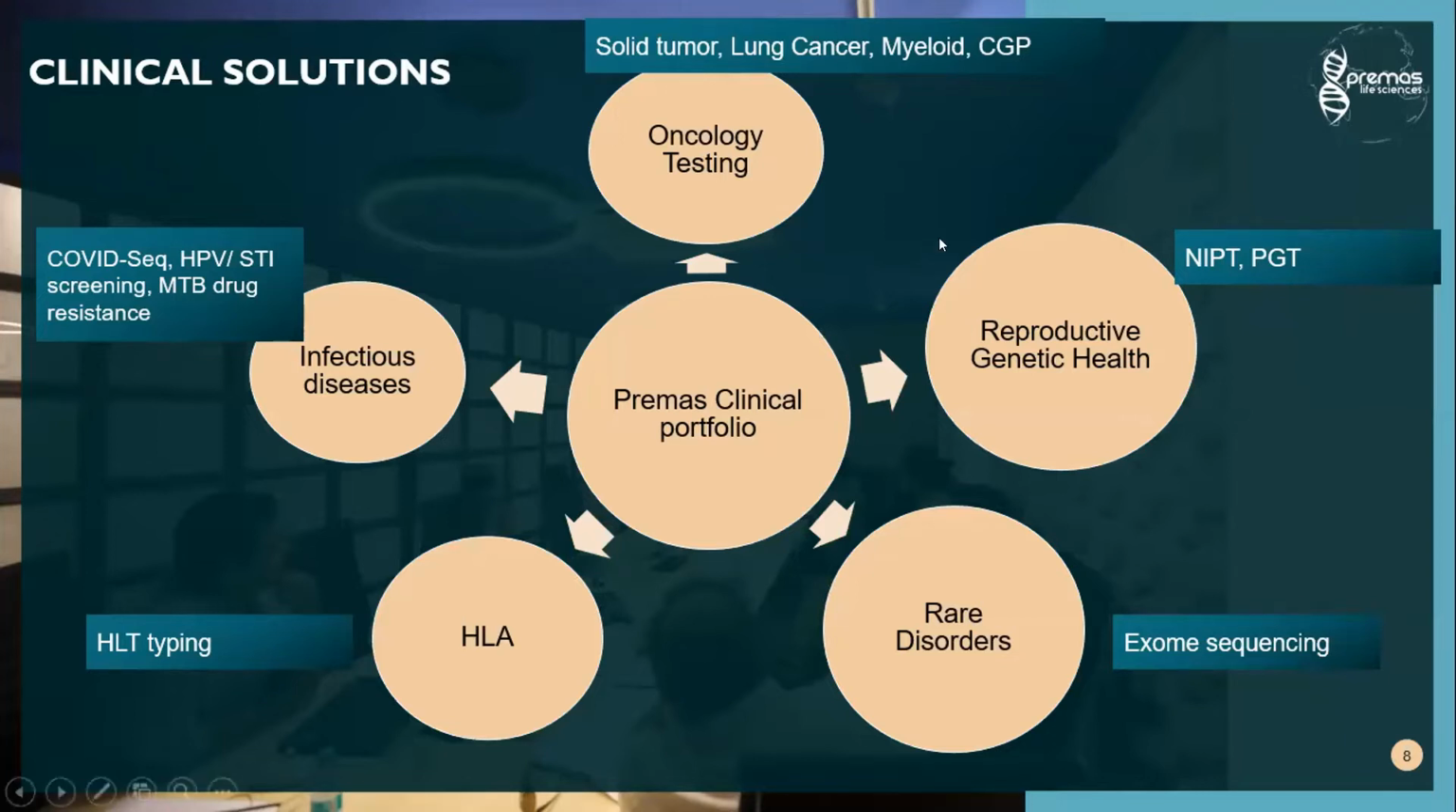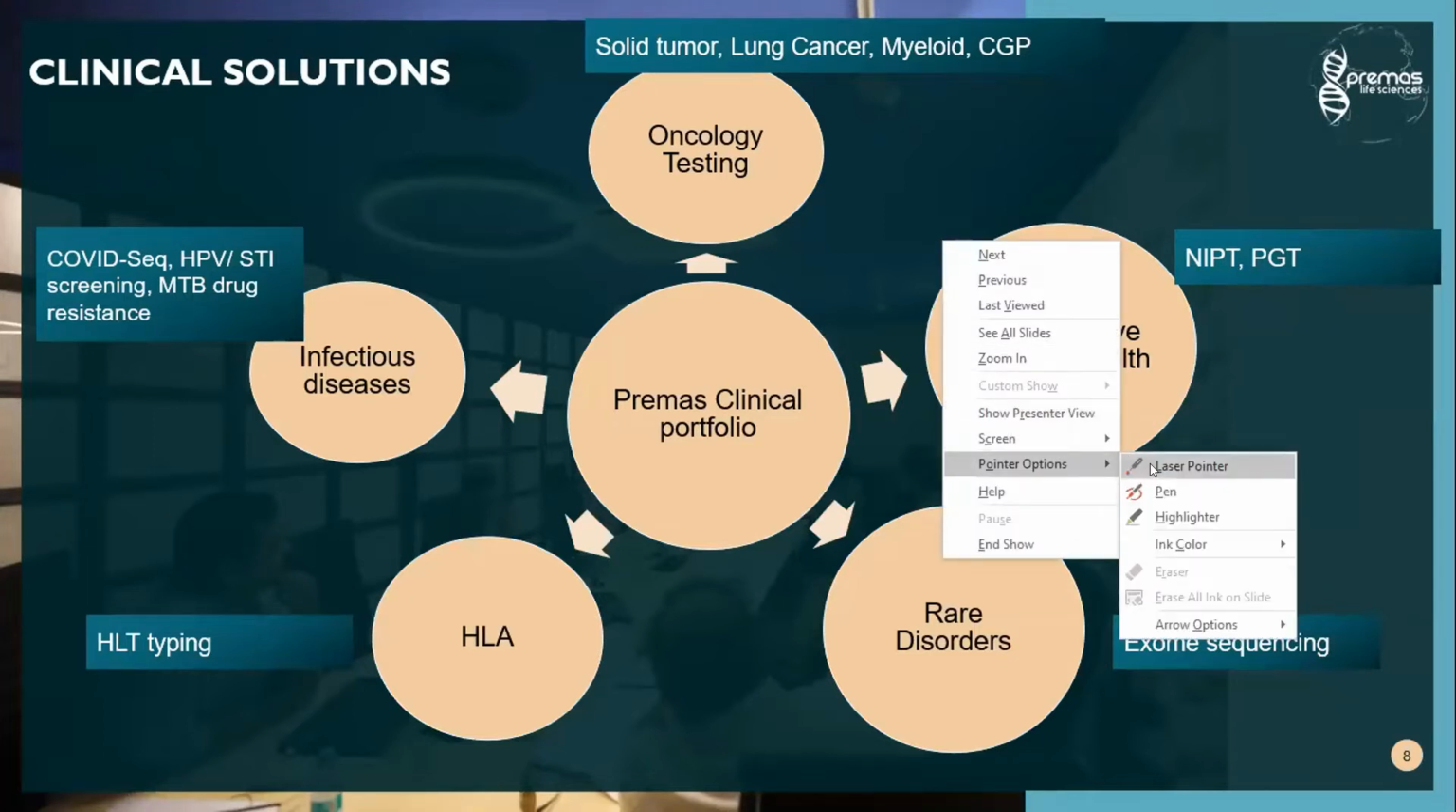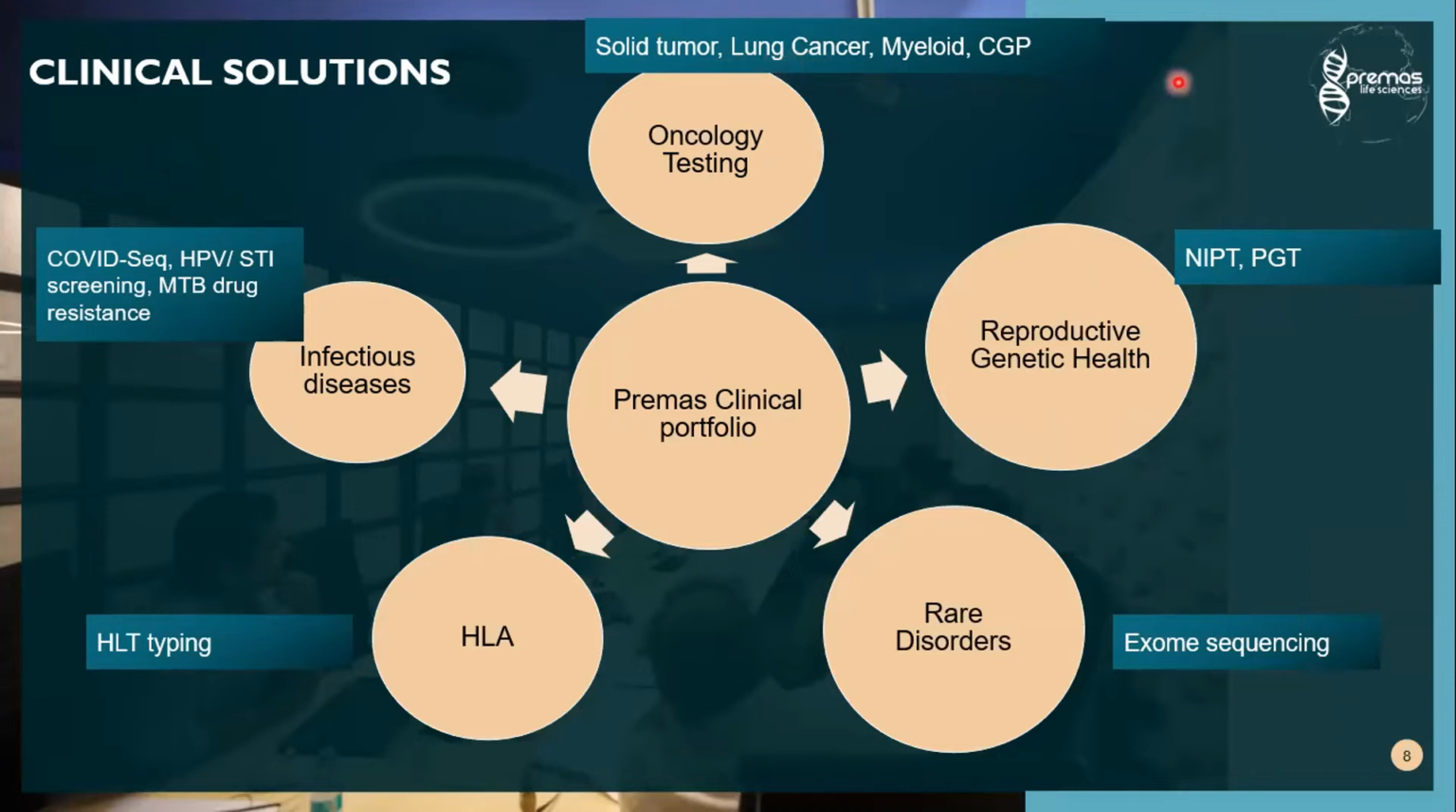Let me put my pointer. Yeah. So when we talk about oncology testing, I have put some examples over here, which means using NGS in cancer screening like BRCA, and oncogenomic profiling, which is being widely adopted in different clinical setups.